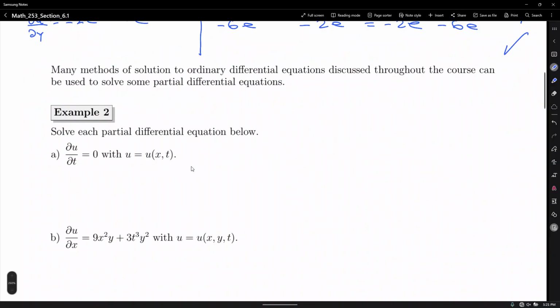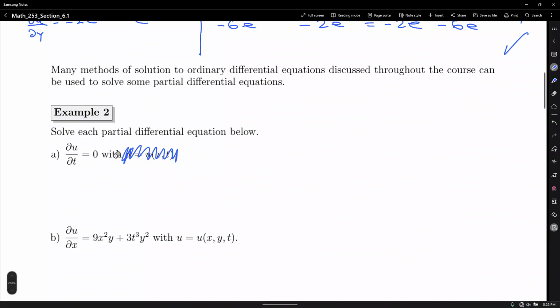When you're given a PDE like this, the partial of u with respect to t equals 0, you're looking for a function whose partial derivative with respect to t equals 0. That's just a constant. But it's never clear how many variables u is a function of. It could be a function of x and y, of x and t, of y and t, of x, y, z, and t, or of many variables.